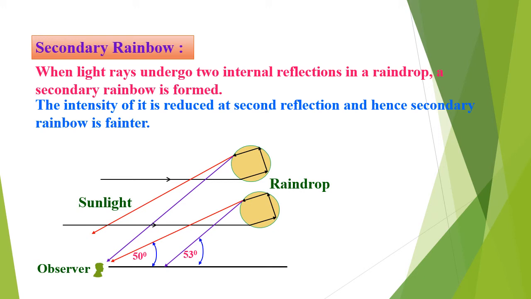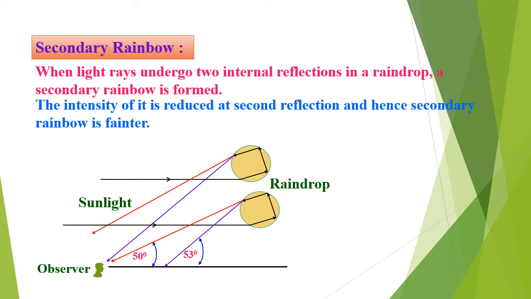See, which rainbow is fainter, if the question arises. This is the question arising in the CET format, not in the theory part. Okay. So the intensity is reduced at the second reflection and hence the secondary rainbow we are calling fainter. Fainter means its intensity is less compared to the primary rainbow.